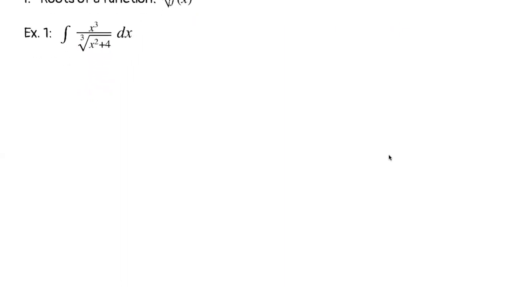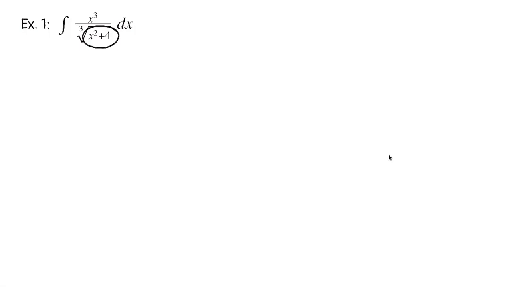So if we take a look at example number 1 here, I look at this and at first I think, well, maybe I could use trig sub because I have the x squared plus 4 on the inside. What might be a little tricky with that is once I do the trig subs, I usually end up with something squared on the inside.